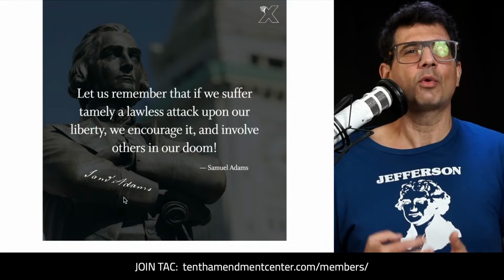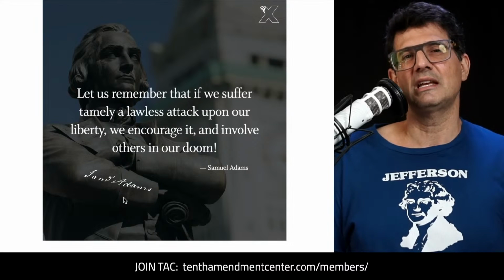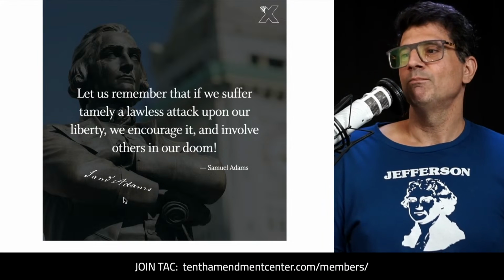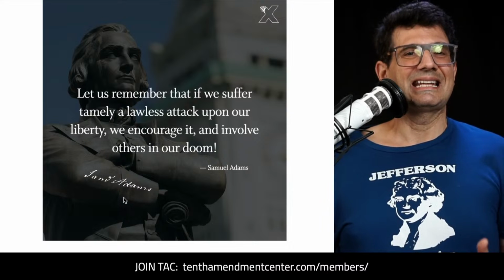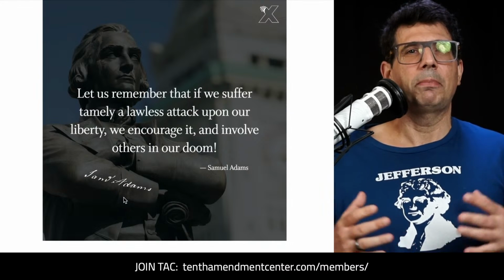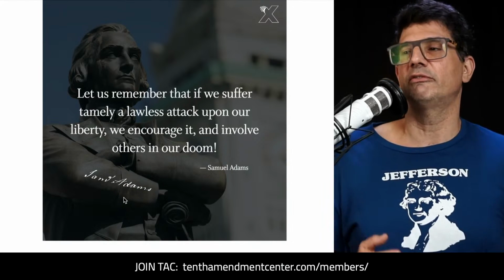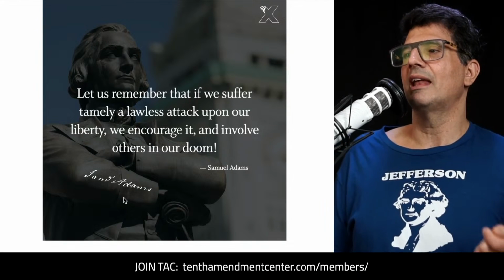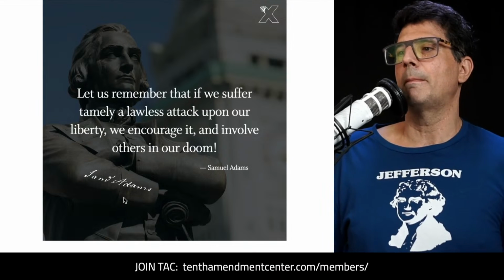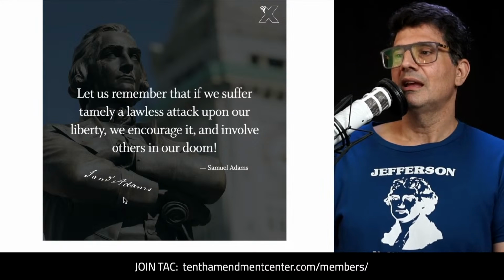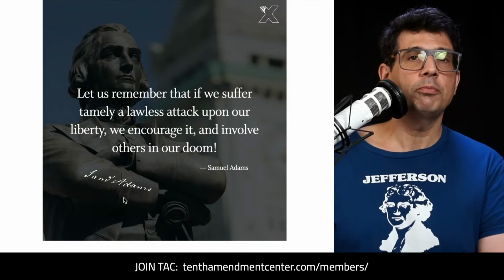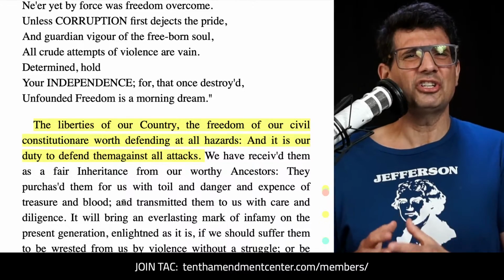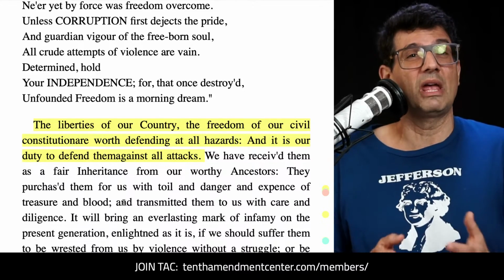cited by Samuel Adams, writing in probably my favorite one of his essays. There's not as much of his stuff. He wasn't the kind of guy that was saving his stuff for posterity. But writing as Candidus in the Boston Gazette in October of 1771, this was really the publishing tool of the Sons of Liberty. And he's reiterating this exact same thing. He said, "Let us remember that if we suffer tamely a lawless attack upon our liberty, we encourage it and involve others in our doom." So the viewpoint is, it's your duty to take a stand against usurpations of power. It's not just a good idea. It's not something that we ought to do or that we can do.